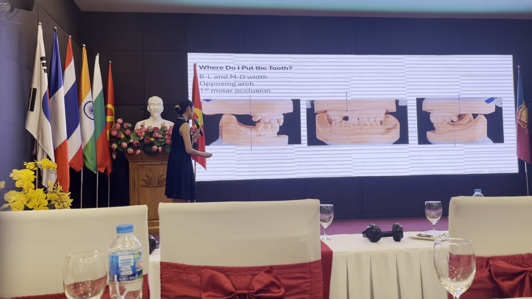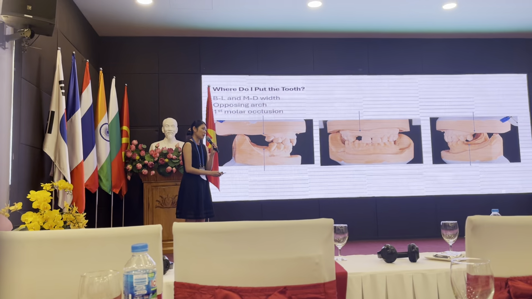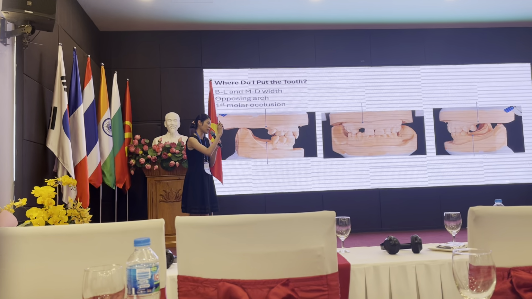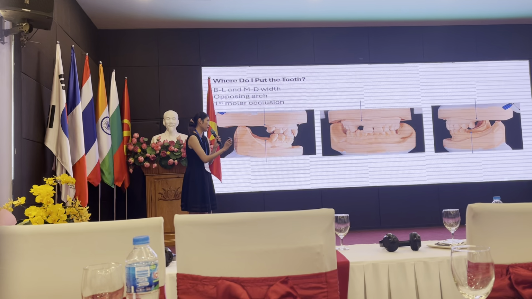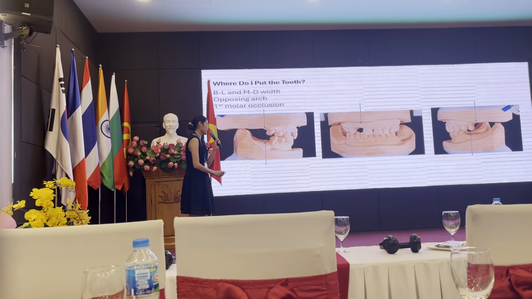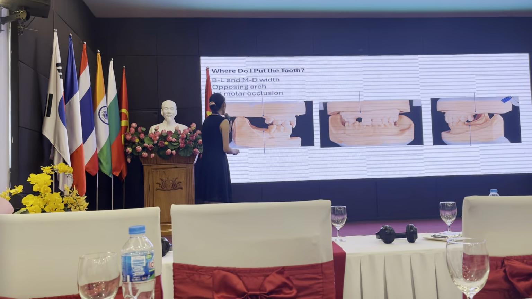For example, here we have a case where the patient is also missing the molars. So how do you set up the teeth in a position that you can have the cusp fossa relationship for posterior teeth, and for anterior teeth you also achieve the aesthetic outcome?